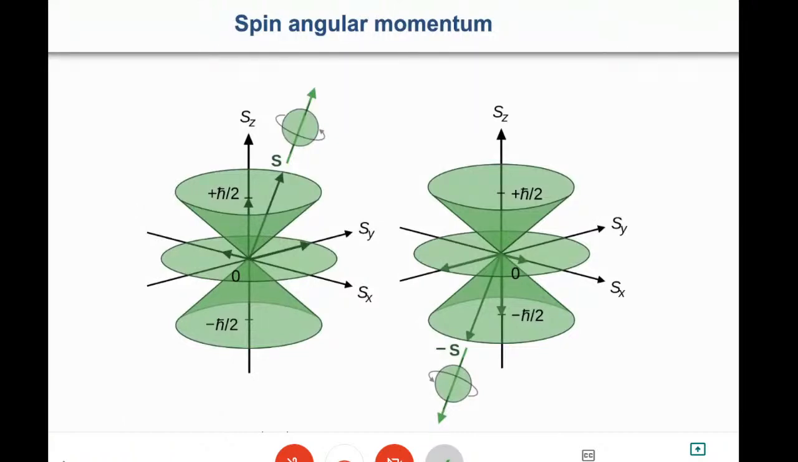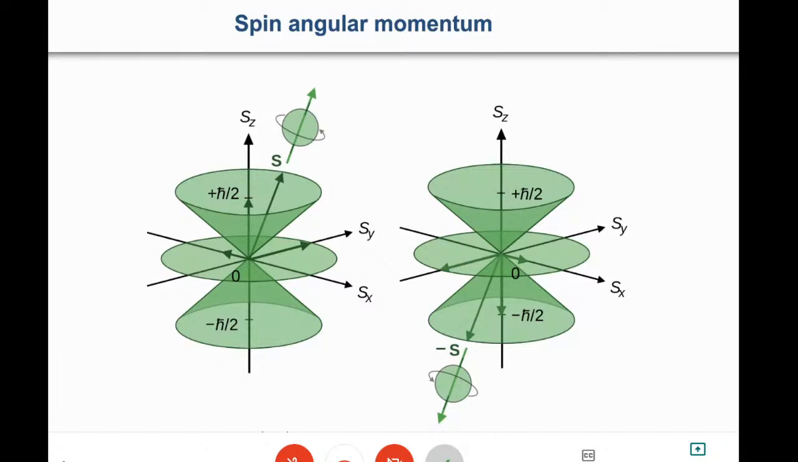How do we represent it? This is the classic picture that we see. So this is your S. Now I said that we cannot understand what is a projection along Y or along X. So what are the axes? This is the Z axis, this is the Y axis, and this is the X axis. Now this is a vector of the spin angular momentum. The magnitude of that vector would be root of S into S plus 1, times H cross. And the projection of that in the Z.